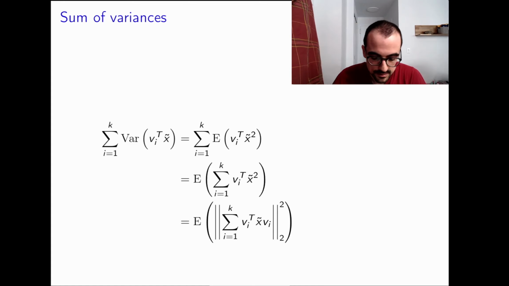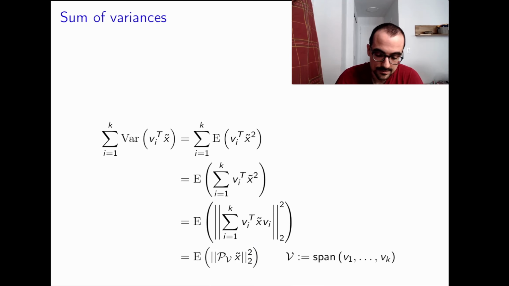This is just the L2 norm of this vector that we obtain by projecting the random vector x on these k directions, right? And we can express this like this, where this fancy notation here just means that we're projecting x onto the span of v_1 to v_k. What is the span of v_1 to v_k? That's the subspace of all the points that can be obtained as a linear combination of v_1 to v_k.